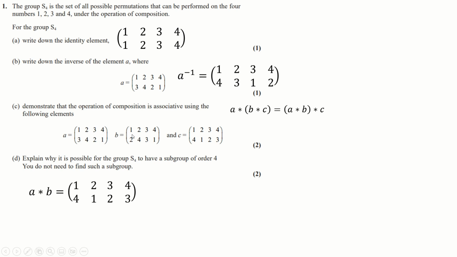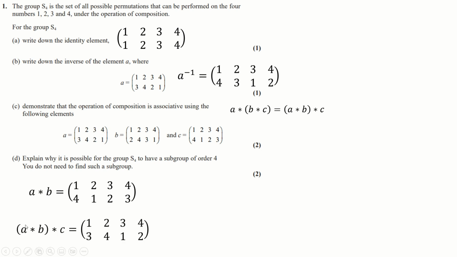1 goes to 3, which then goes to 3, and you end up with a 3 here. That's wrong. So you start with B. 1 goes to 2, 2 goes to 4, and you end up with a 4. 2 goes to 4, 4 goes to 1, you have a 1 here. 3 goes to 3, 3 goes to 2, you have a 2. 4 goes to 1, 1 goes to... Sorry, I did it again, didn't I? 4 goes to 1, then 1 goes to 3, and you end up with a 3 here.